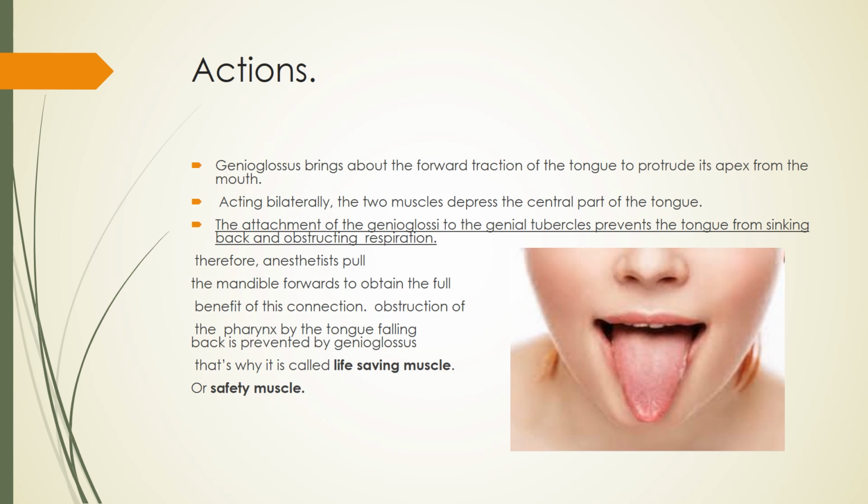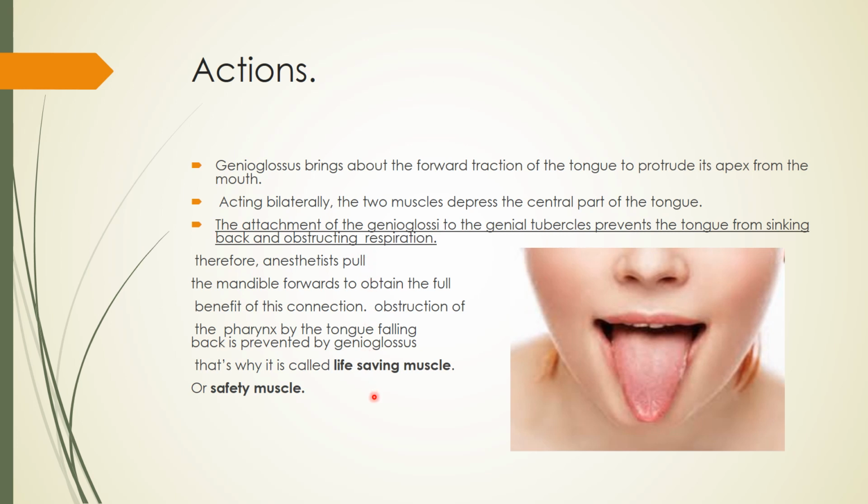Genioglossus brings about forward traction of the tongue to protrude its apex from the mouth. When acting bilaterally, the two muscles depress the central part of the tongue. The attachment of the genioglossus muscle to the genial tubercle prevents the tongue from sinking back and obstructing respiration.